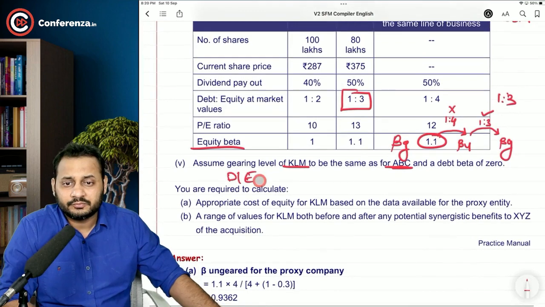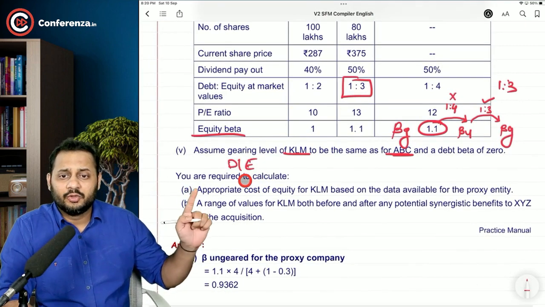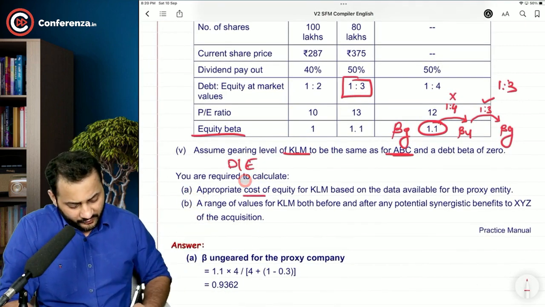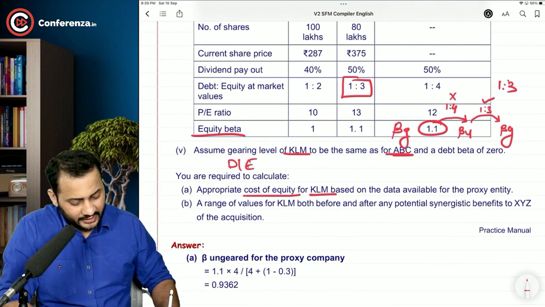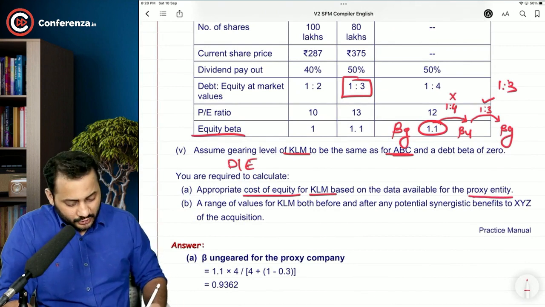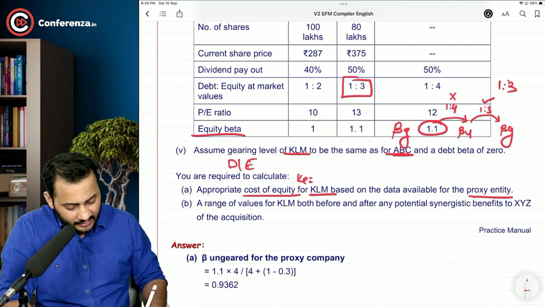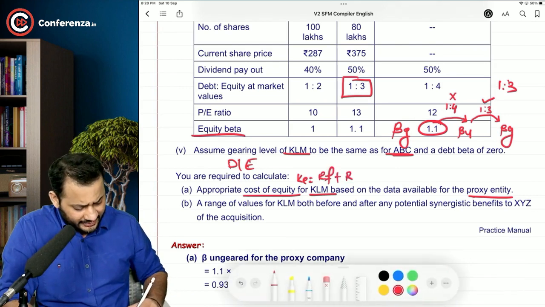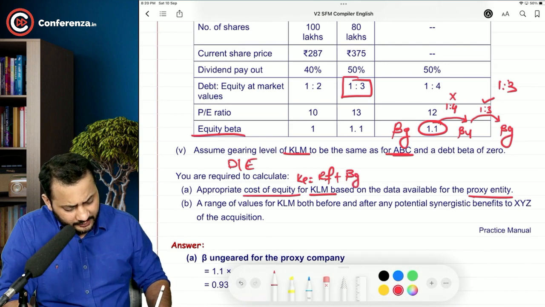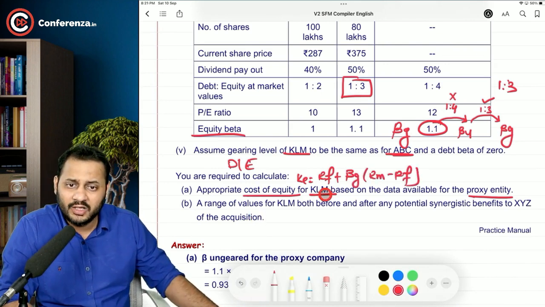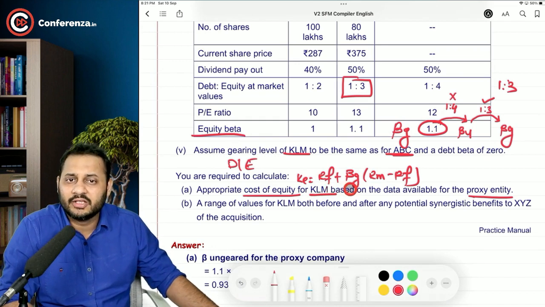Now, have a look at the question. Calculate the appropriate cost of equity for KLM based on the data available for the proxy entity. So, KLM's cost of equity can be calculated using CAPM. Risk-free rate plus geared beta times market return minus risk-free return. The question is very easy. So in this formula, we have everything except the geared beta.